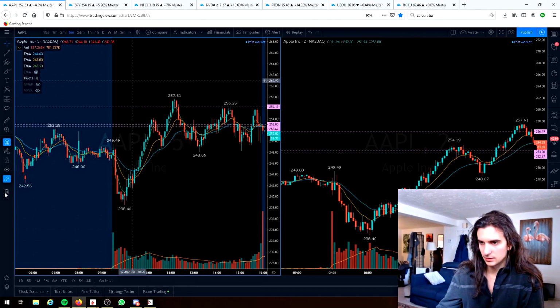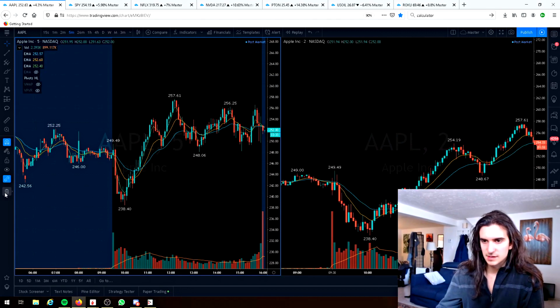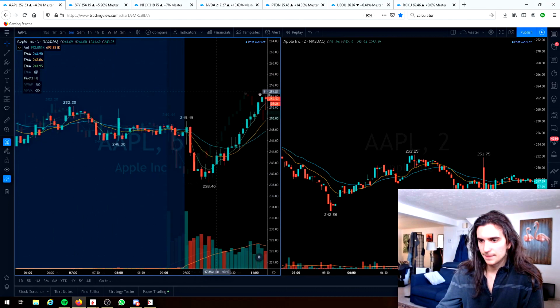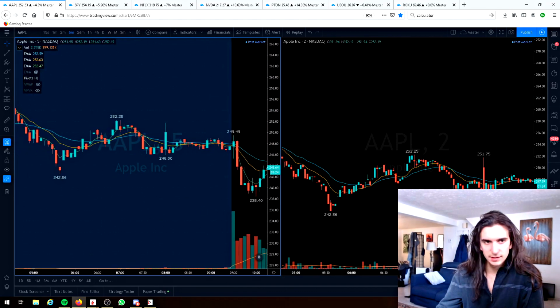So let me get rid of all these lines on the chart. This is Apple. And we moved down first thing to test the low of yesterday, which was around 328.40. And we moved in and I got in. Let's take a look here.